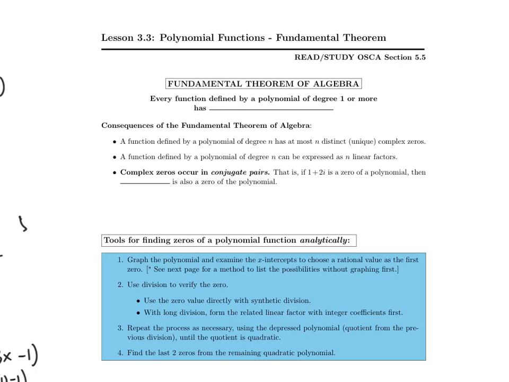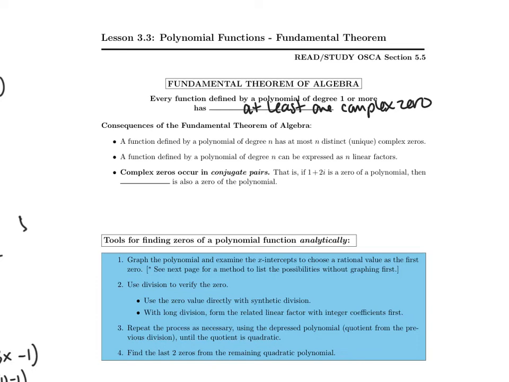Okay, looking at page 64, we're going to look at this top paragraph. It says every function defined by a polynomial of degree 1 or more has at least one complex 0. So, consequences of the fundamental theorem of algebra: a function defined by a polynomial of degree n has at most n distinct complex zeros. It can be expressed as linear factors, so in factored form, what we were doing earlier. And then we know it occurs in conjugate pairs.